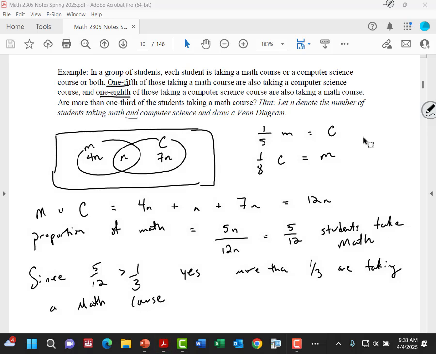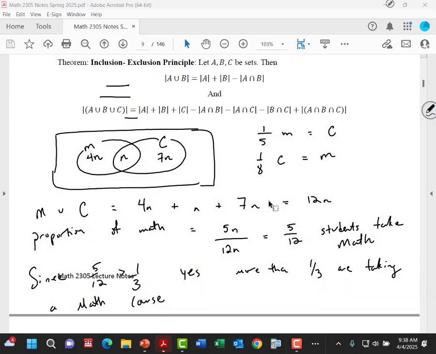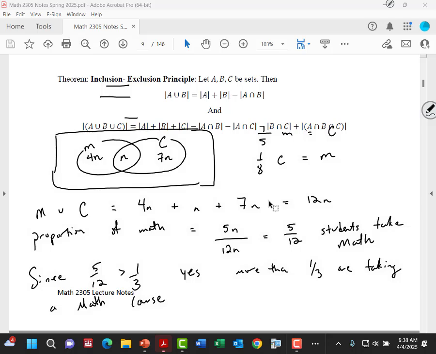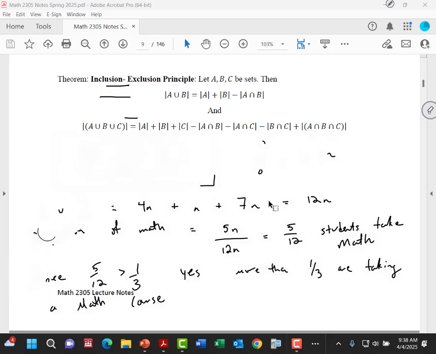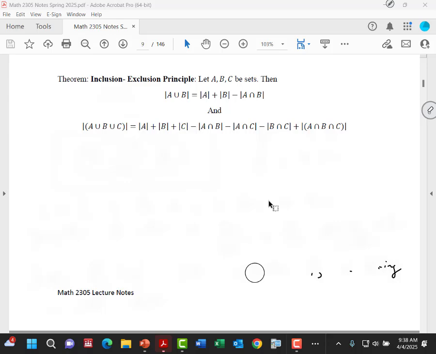Before we end this section, I do want to go back here and briefly discuss this inclusion-exclusion principle, because we might return to it periodically throughout the course. So let A, B, and C be sets. Then the cardinality of A or B equals A plus B minus A and B.